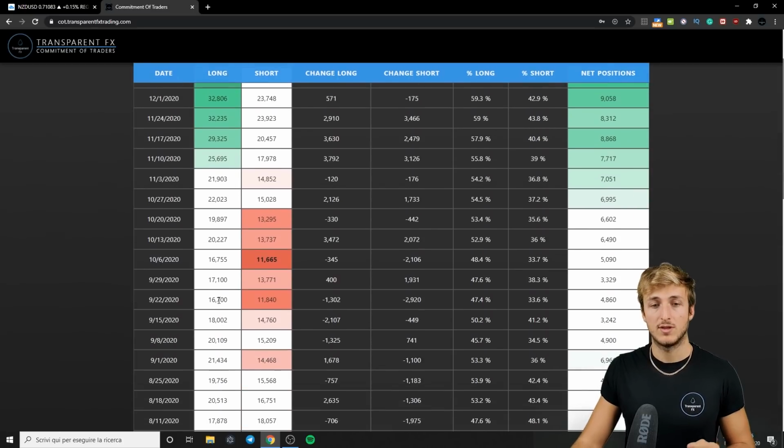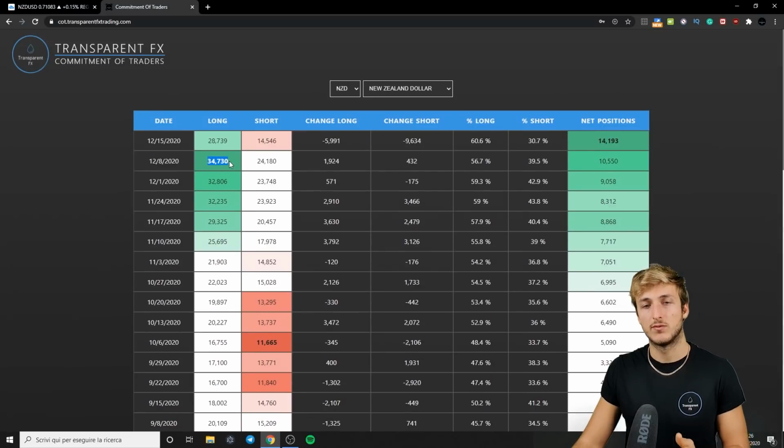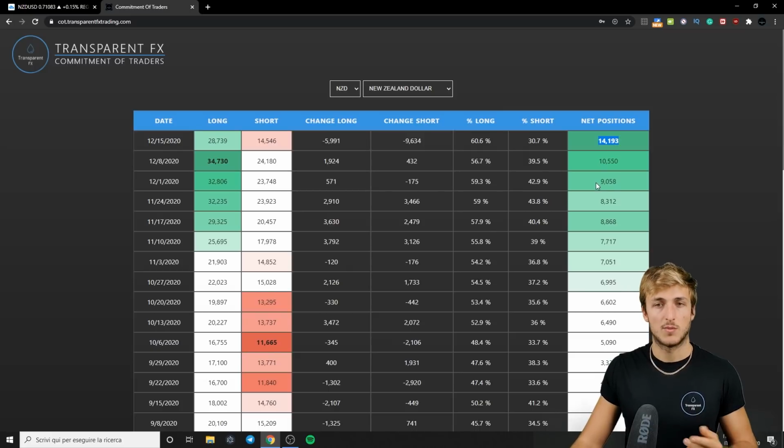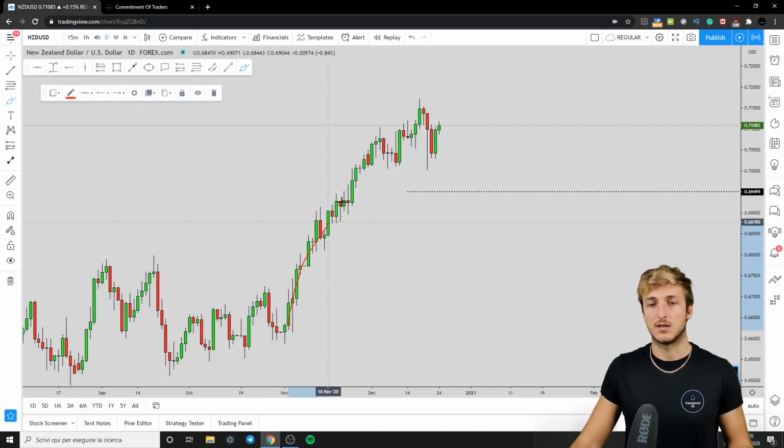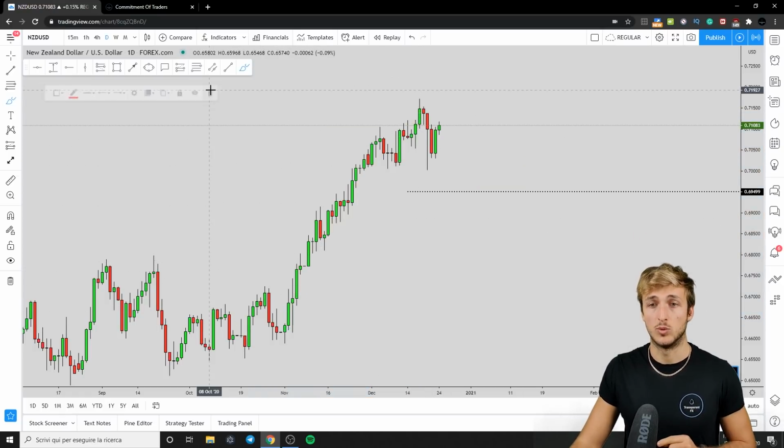We went from having 16K long positions all the way up to having 34.7K long positions, increasing the net positions dramatically. We went from having 3.3K net positions all the way up to almost 14.2K net positions. So a massive increase, meaning that institutions were buying NZD USD aggressively, and the market in fact created this massive move to the upside.